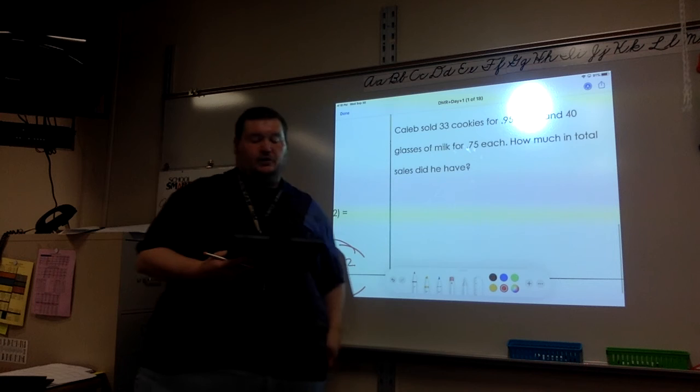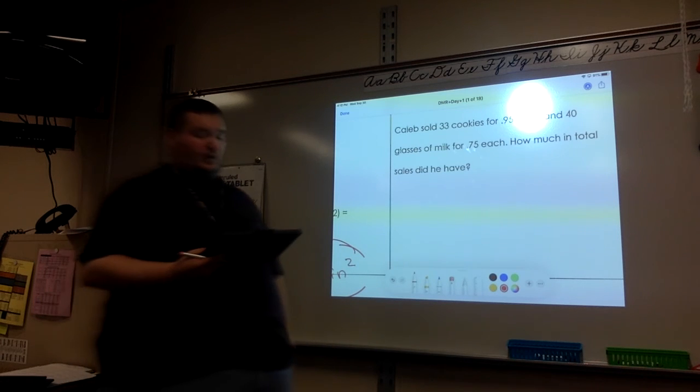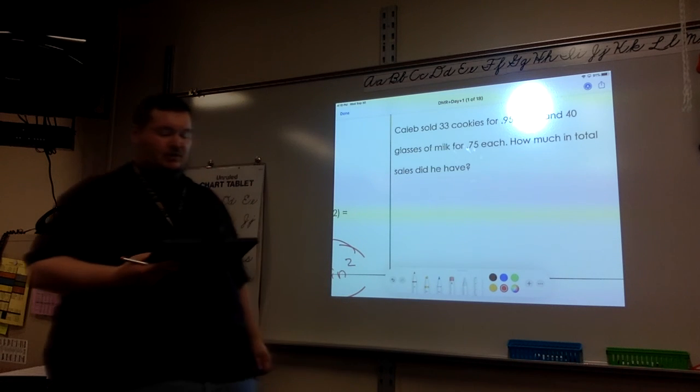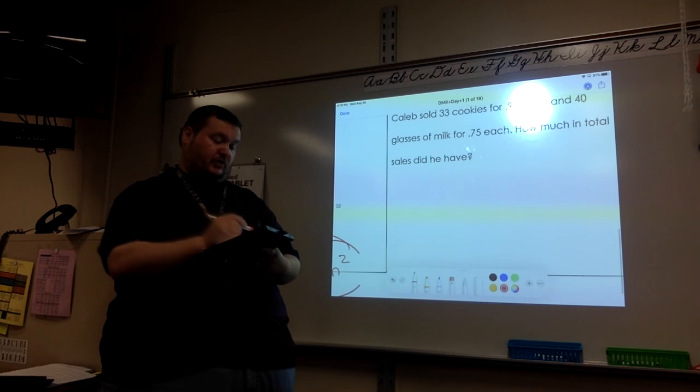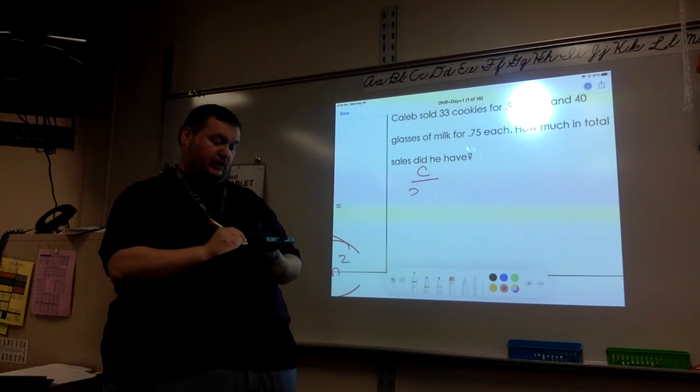Last one. Caleb sold 33 cookies for 95 cents each, 40 glasses of milk for 75 cents each. How much total sales did he have? This is a multiplication of decimals problem. So we're going to start with our cookies. 33 of them times 95 cents.